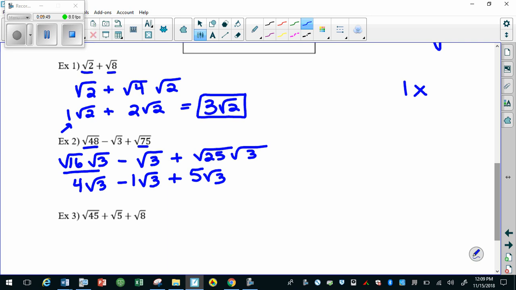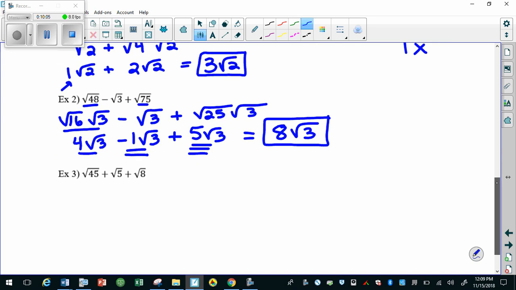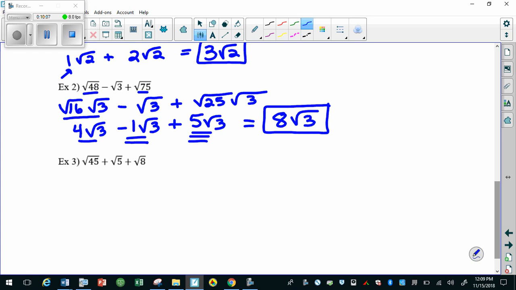Now you're all set. Okay, now you've got like terms and you can go ahead and add them. If you have 4 of something, you're subtracting 1. Now we have 3. If we add 5 more to that 3, we actually have 8 radical 3's. Okay, so we're going to simplify, simplify, simplify, and then add, if we can, the like terms on that.